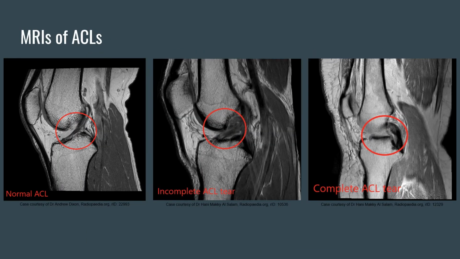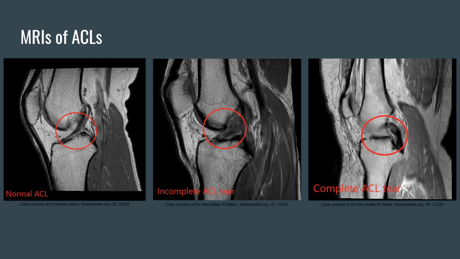The next step would be to utilize some sort of non-invasive imaging. This may be an X-ray to rule out a bone fracture. However, more commonly, it would be an MRI to show the extent of the ACL injury and assess if there is damage to any other tissues in the knee.